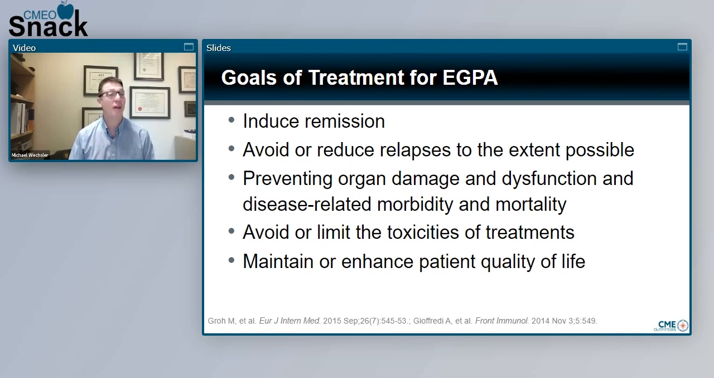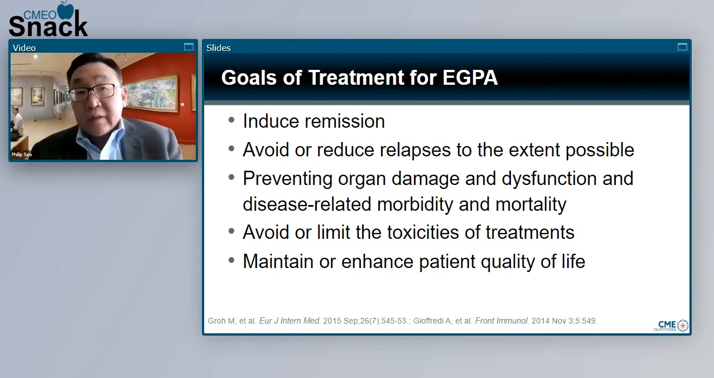Because this disease often requires immunosuppressants and corticosteroids, it's critical as well for us to avoid or limit the toxicities of the treatment for this important disease. Lastly, from a patient perspective, we all want to make sure that we can maintain or enhance the quality of life for our patients. So, Phil, why don't I ask you, what are your strategies and what are some of the guideline-based strategies for inducing remission in our patients? What do you utilize for induction therapy?